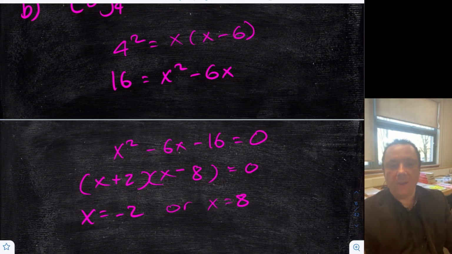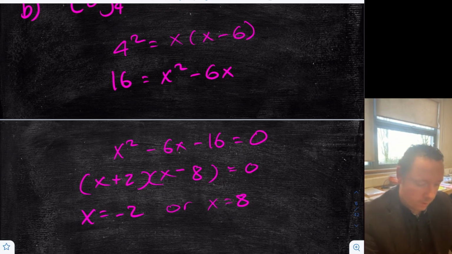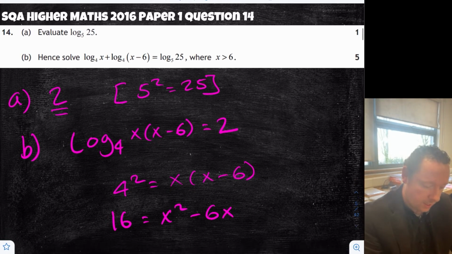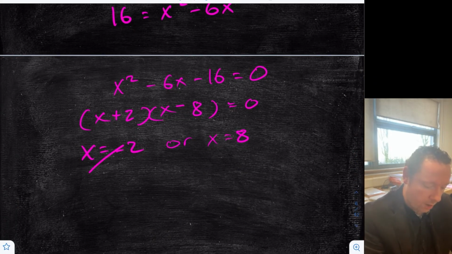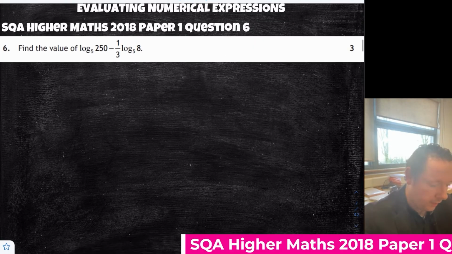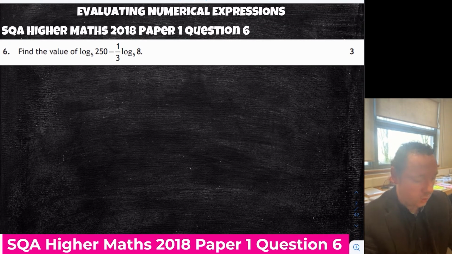But x equal to minus 2 is not a valid answer because the log of 0 or anything negative is undefined. So x has to be greater than 6. So we can just score that out and say that x has to be greater than 6 is the answer. So our final answer is x equal to 8. And we're done there.